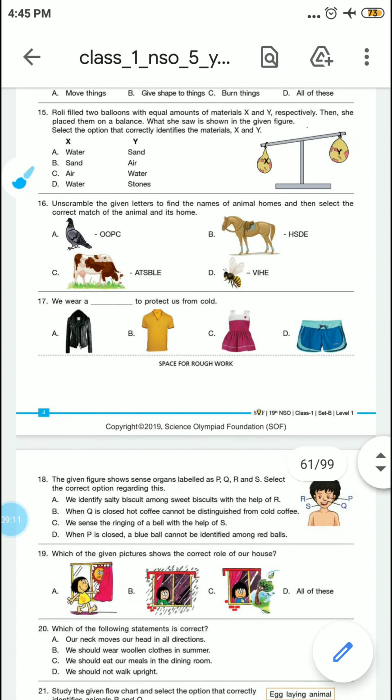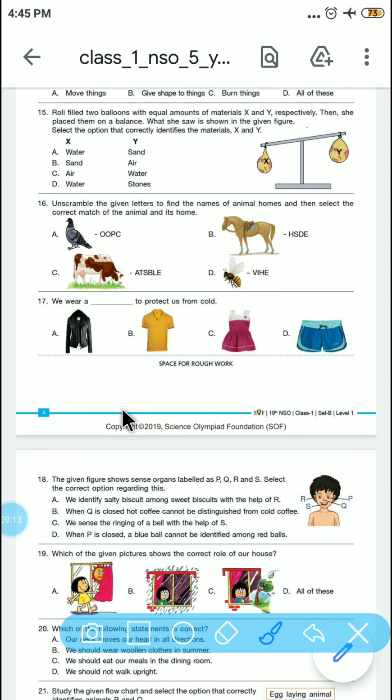Now let's see question number 16. Unscrambled words. Here it is given. Find the name of the animal home. Then select the correct match of the animal and its home. So for question number 16, hive is the option, like bee lives in the hives. So option D.